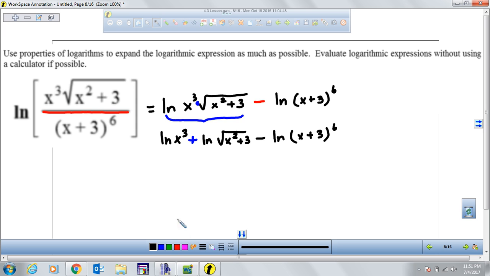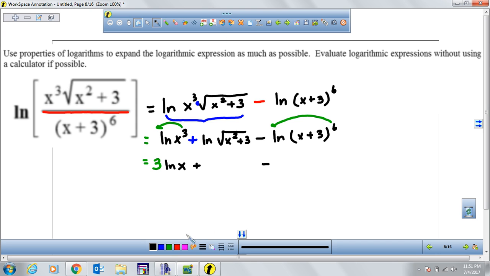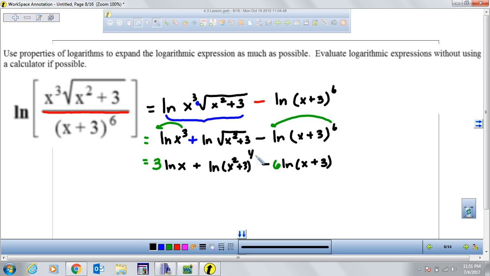Now you see that we have the power rule. The power rule tells you that you're going to bring the powers to the front. This power and this power are going to go to the front. So that's going to give us 3 ln of x plus, and I'm going to leave that pending, and at the end we have minus 6 ln of x plus 3. I'm leaving the one in the middle pending because, if you remember, there is a square root. And what does the square root represent? It represents a power of 1/2. So that means we also need to bring this power to the front.